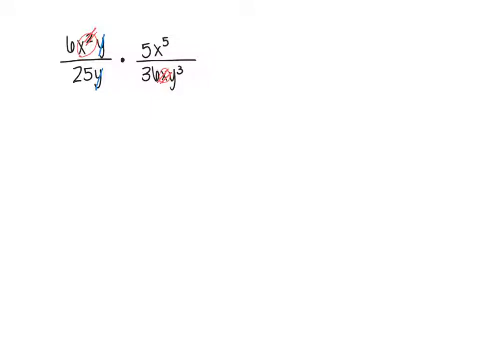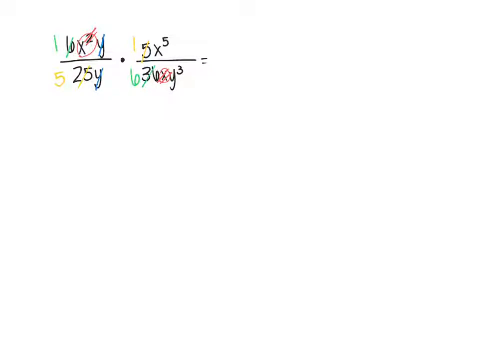So now I'm looking for anything else that can cancel. I see some numbers. 6 and 36, I could divide out a 6 and get 1 on top and 6 on the bottom. Also, with 5 and 25, I could divide out a 5 and get a 1 and a 5. So now I'm going to rewrite what I have left over, and then I'm actually going to multiply.